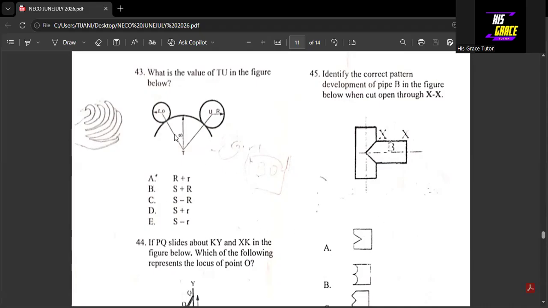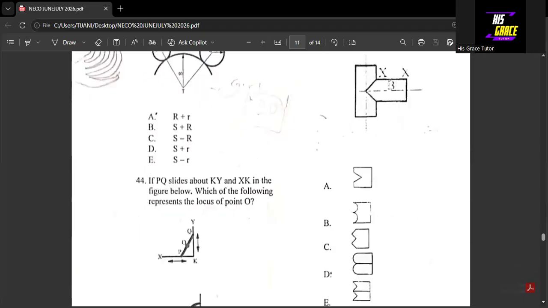Okay, so if they were asking for OT, it would be small letter r and S. But they asked for TU, so it is the sum of the radius of this circle and the radius of this arc. So that is capital letter S plus capital letter R. So that is also option B, is the answer to question 43.